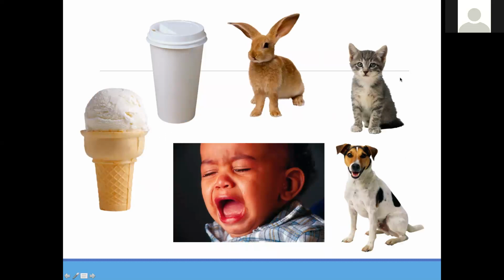So what do these things have in common? Ice cream, coffee, puppies, babies, kittens, right? Oftentimes, how many of us as job developers have heard, well, I want to work with babies or I want to work with pets, right?